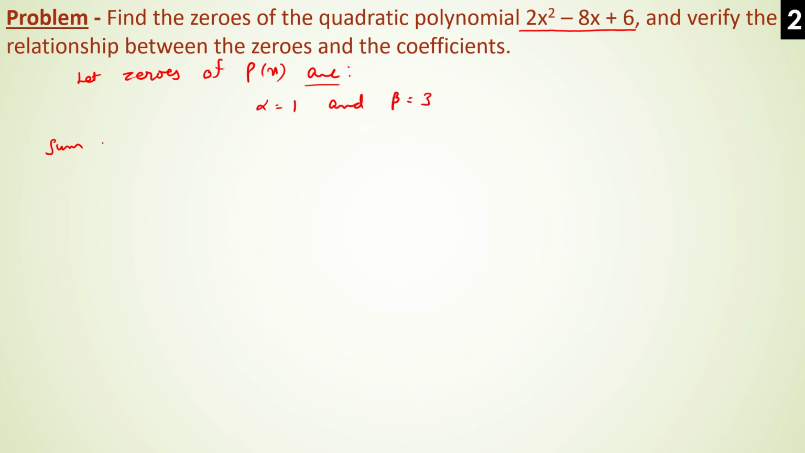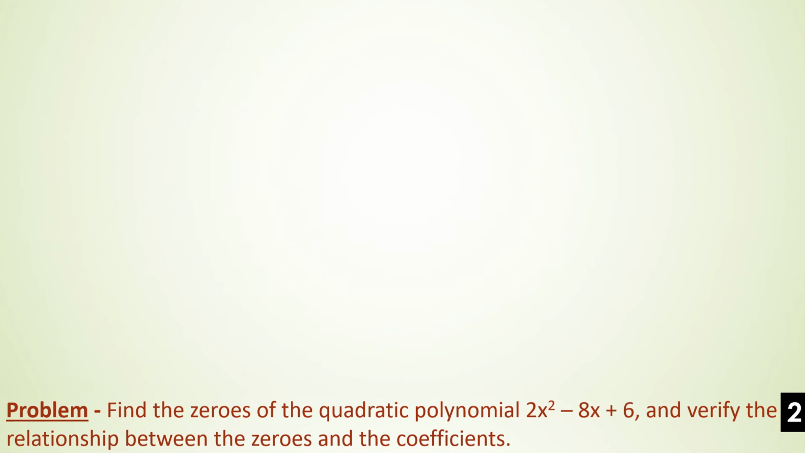So, first of all, we will obtain sum of zeros, that means alpha plus beta, that will be 1 plus 3, that is 4. To establish the relationship, we need the relationship between these 8 and 2. So actually the 4 can be written as 8 upon 2. Now if I take minus 2 times, then the value will remain the same.